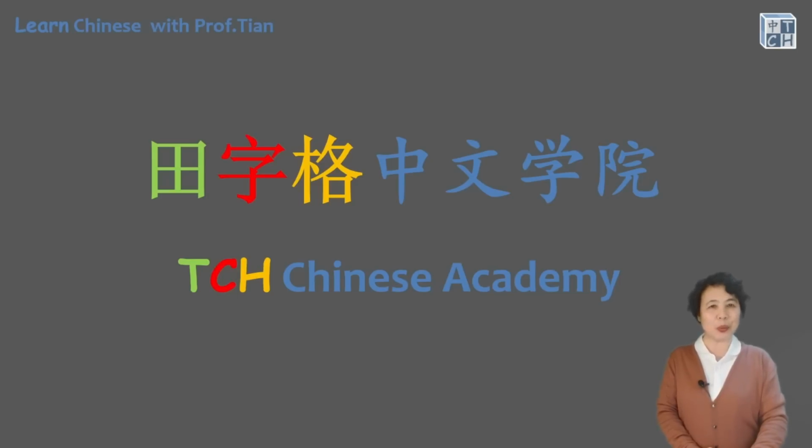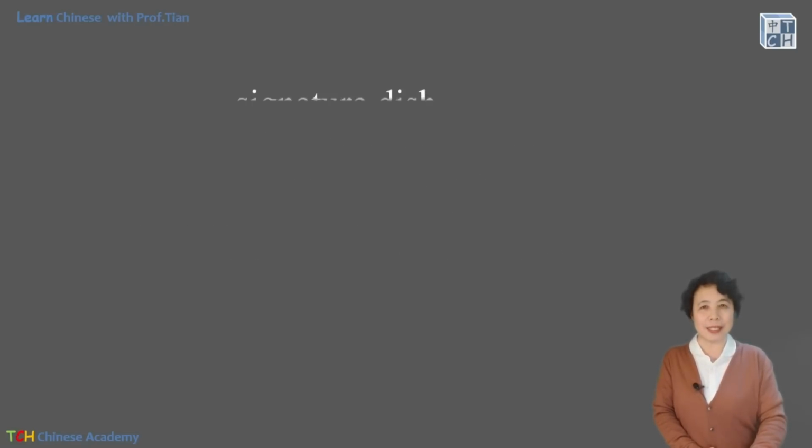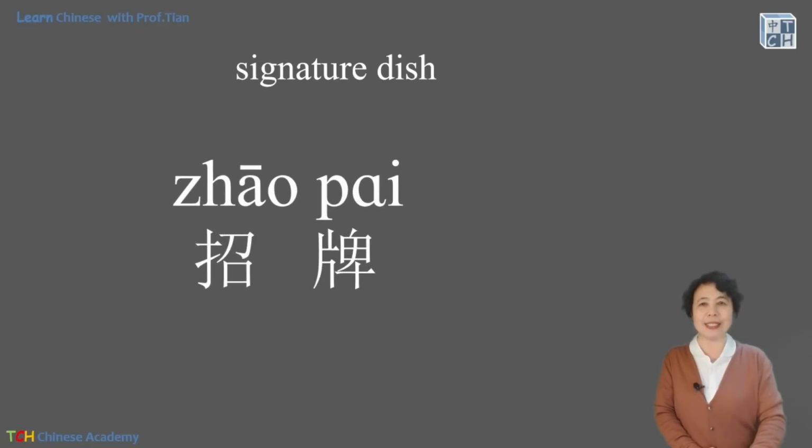In this video, we are continuing our restaurant Chinese. So when we eat in a restaurant and we would like to order their signature dish, how do we say, what's your signature dish in Chinese? Okay, now let's look at the keyword signature dish first. For signature dish in Chinese, it is 招牌菜.